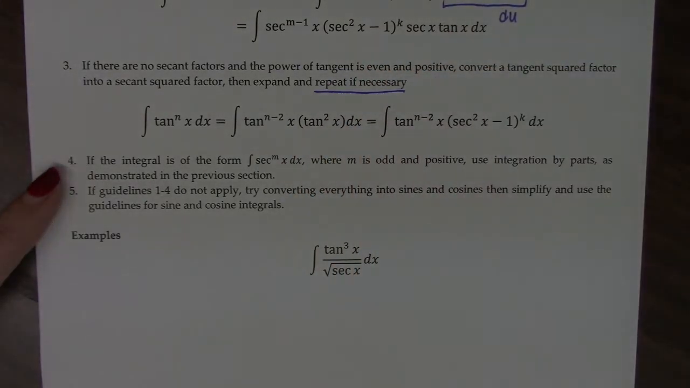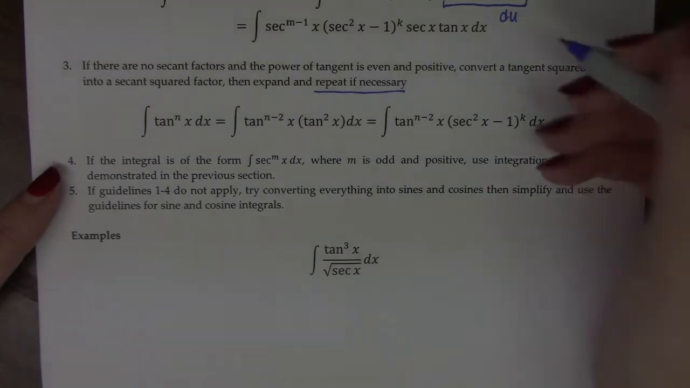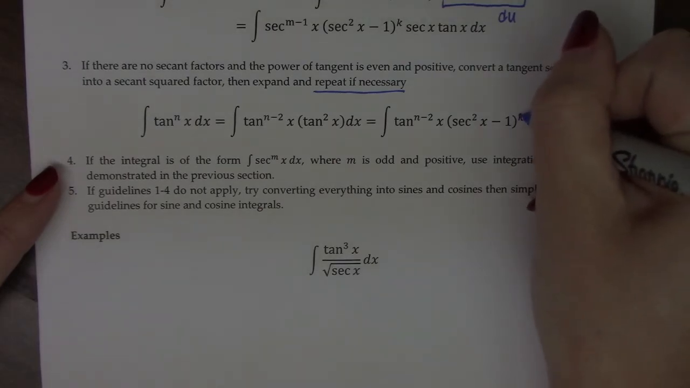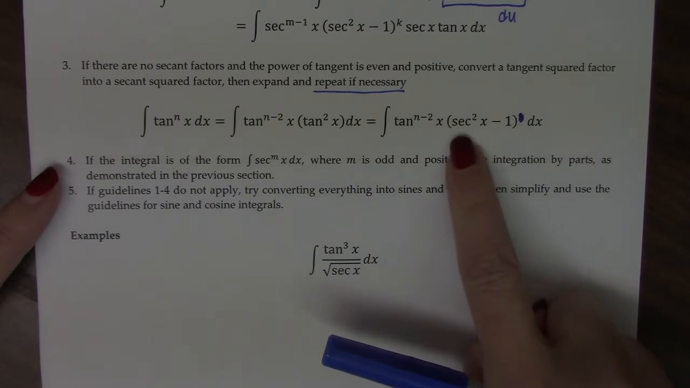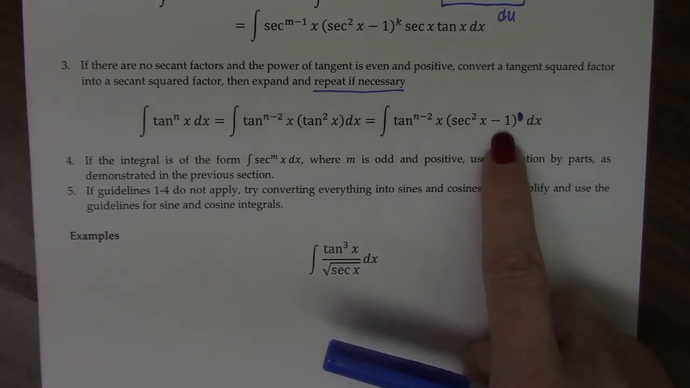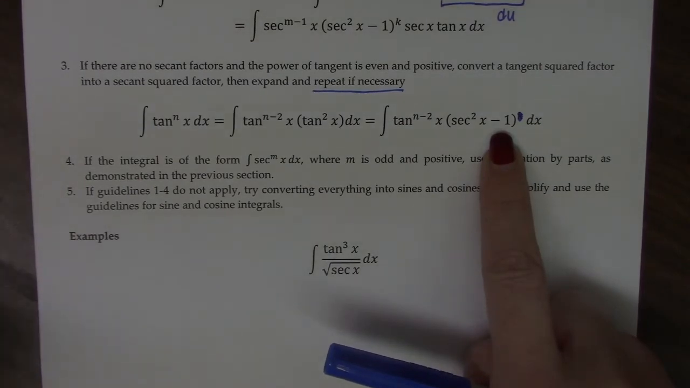So you'll pull out a secant tangent squared, convert it to secant squared minus 1, distribute everything out, evaluate the two integrals that you have left. Oh, sorry, this k should not be here, because you're only going to pull out one of them. And so we'll then simplify this out, see if we can apply guidelines 1 and 2, and then we may have to repeat some of these with that format.